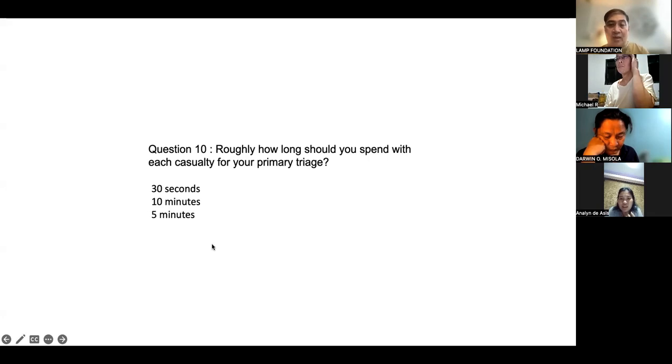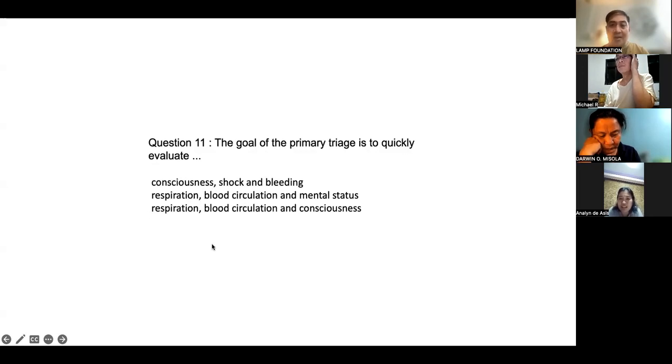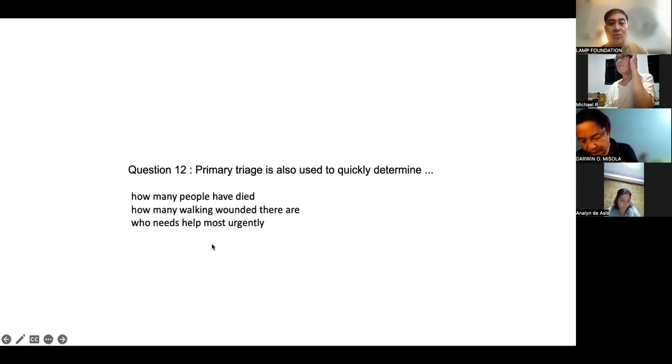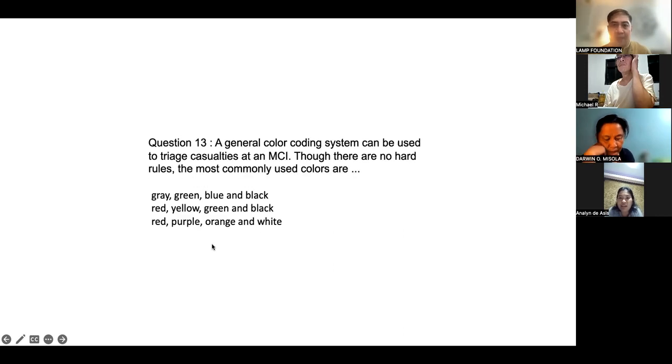Roughly, how long should you spend with each casualty for your primary triage? 30 seconds. Triage is to quickly evaluate respiration, blood circulation, and mental status. Not consciousness. Primary triage is also used to quickly determine, in a mass casualty, who needs help most urgently. A general system can be used to triage casualties at an MCI or mass casualty incident.